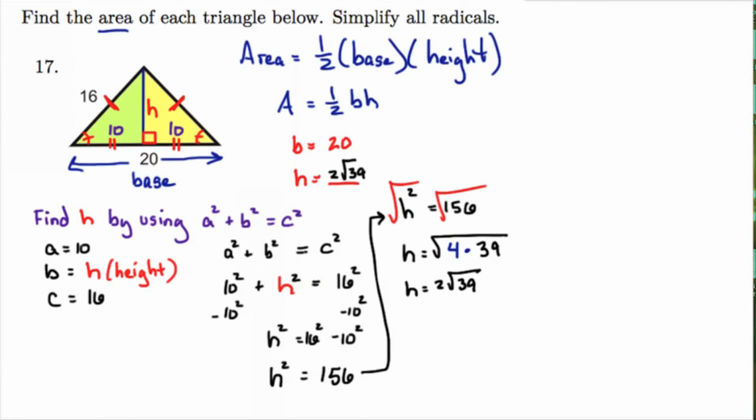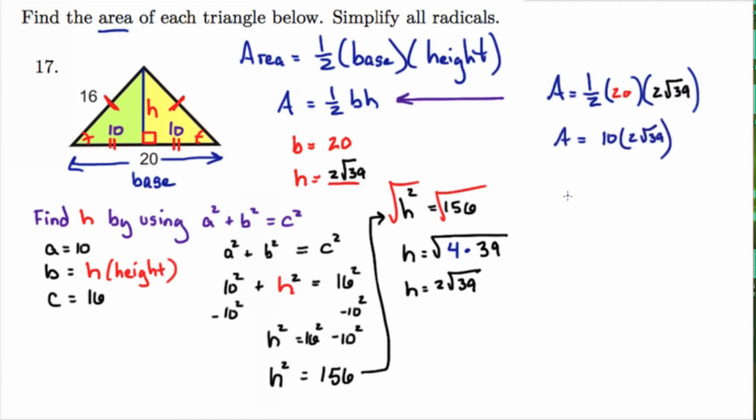Now all I have to do is substitute that into my area of a triangle formula. b is 20 and h is 2 root 39. I'm just going to simplify this now. So 1/2 of 20 would be 10, and 10 times 2 root 39 would be 20 root 39 units squared. And that's it.